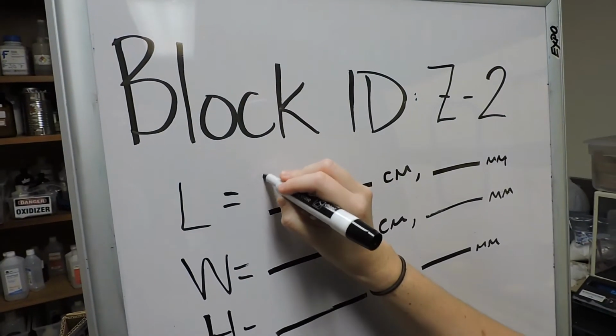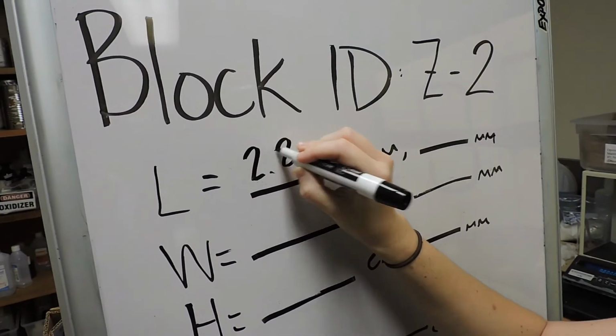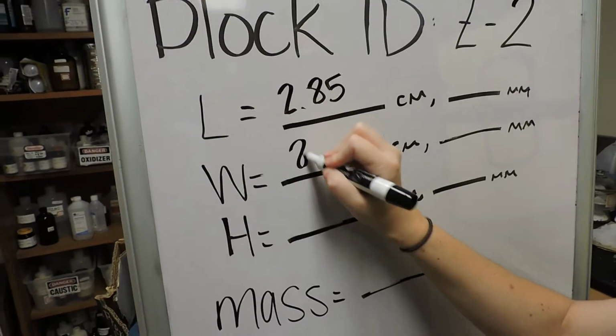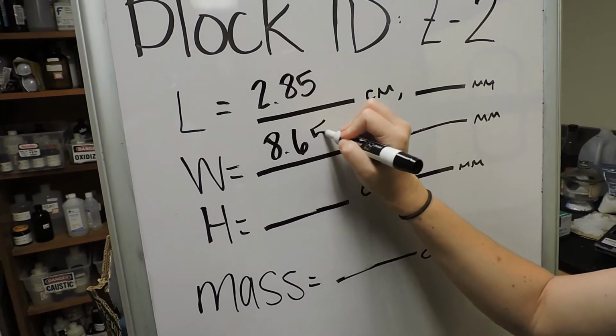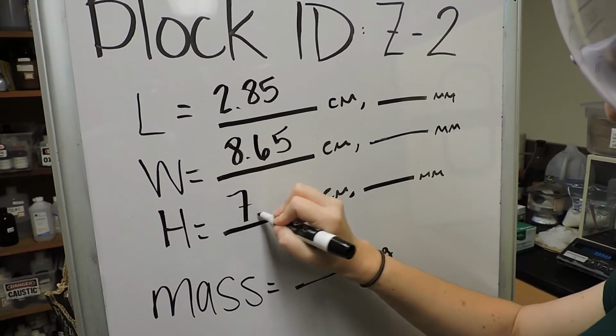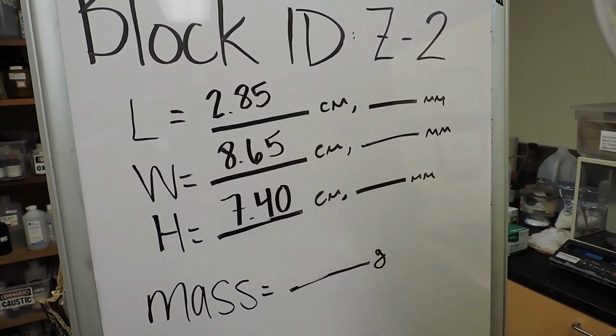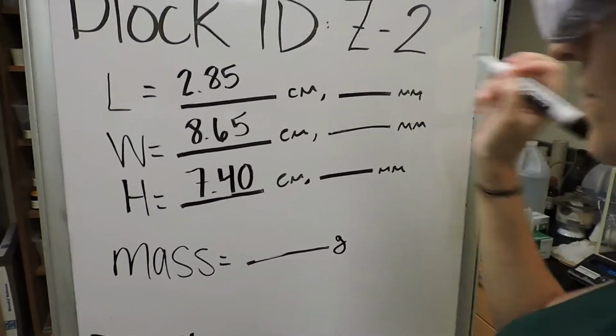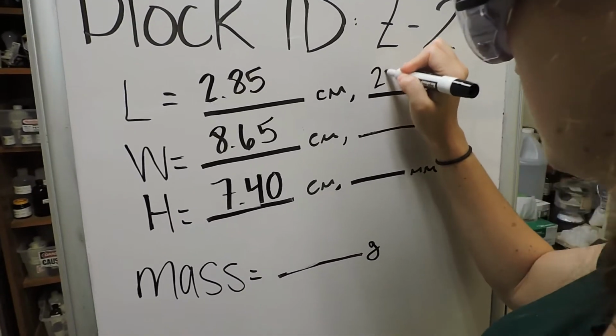The block we've chosen is Z2 with a length of 2.85 centimeters, width of 8.65 centimeters, and a height of 7.40 centimeters. These measurements are then converted to millimeters.